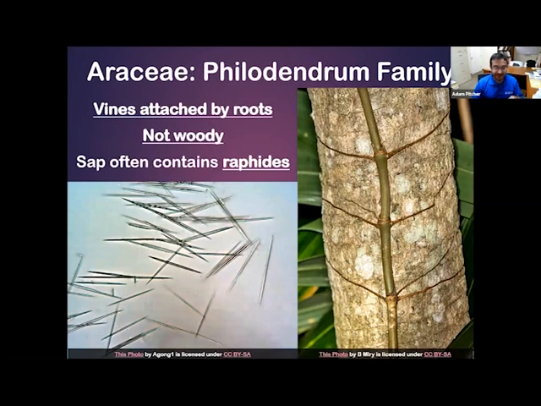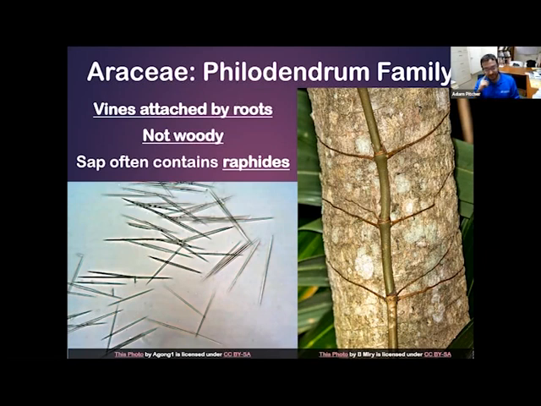The way you identify these is that the vines attach themselves by their roots that come out of the stem. And there are some other plants that will do that, but in this case, the roots are quite long. They can reach all the way around the trunk in some cases, and they're also going to be succulent. The plants in this family are never woody, so that's another way you can tell it's one of these. Most other vines that you find are going to become woody at some point, but these will never be woody.